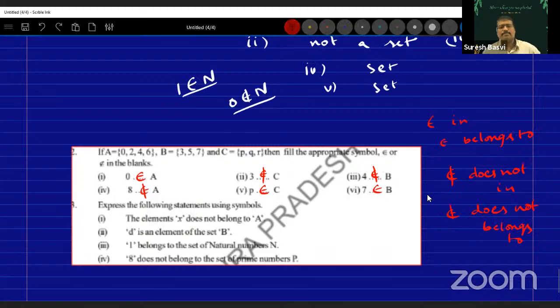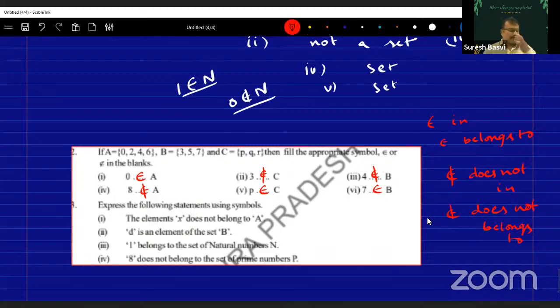Express the following statements using the symbols. X does not belong to A, so I have written it here: does not belong to. X does not belong to A means the answer is x does not belong to A. Next, D is an element of the set. So is an element of, or in, or belongs to, means D is in B.